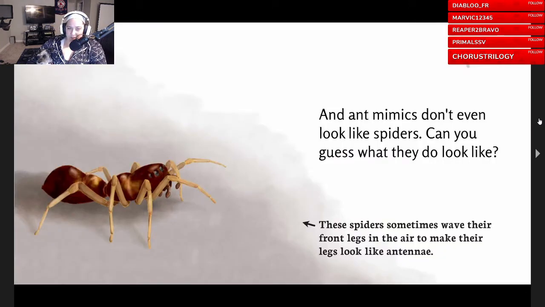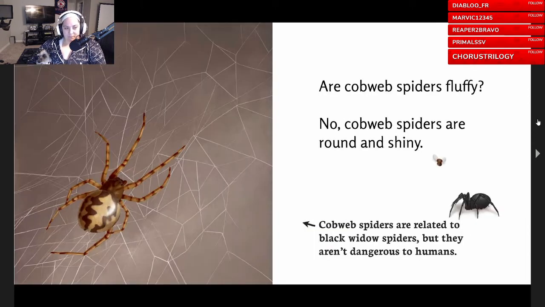The ant mimics don't even look like spiders. Can you guess what they do look like? These spiders sometimes wave their front legs in the air to make them look like antennae. Are cobweb spiders fluffy? No. Cobweb spiders are round and shiny. Cobweb spiders are related to black widow spiders, but they aren't dangerous to humans.